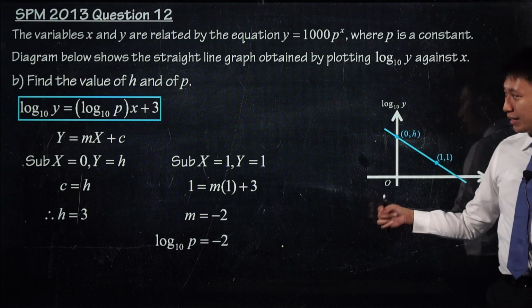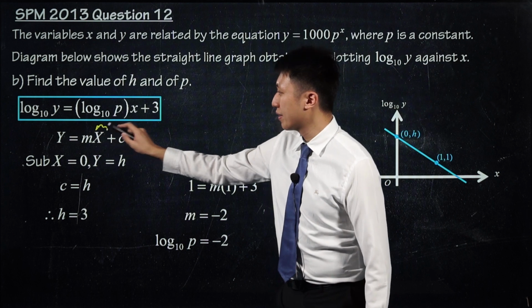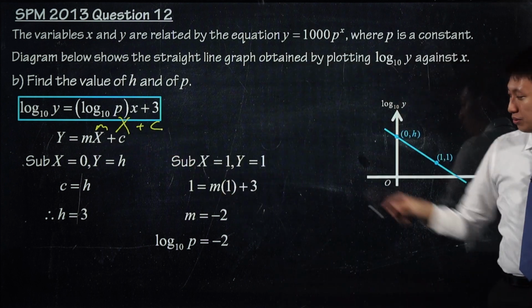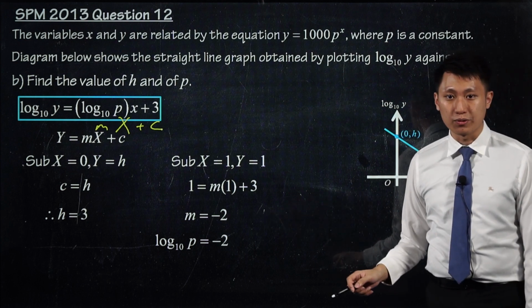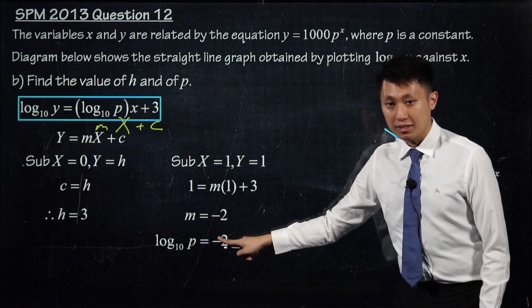So log 10p is equals to -2. Why? Because here is your m, here is your capital X, then plus c. Okay, then you compare these two, so your log 10p will be equal to -2. Now how do you solve for p? This is bottom, this is opposite, this is here.